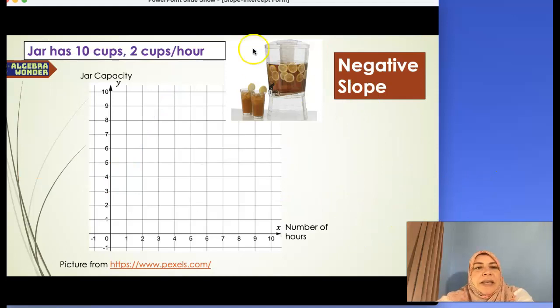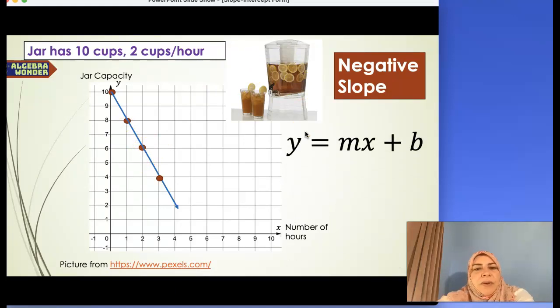Okay, let's see an example of negative slope. So this jar has 10 cups. These friends drink 2 cups per hour. The starting amount was 10 cups. And then for every hour, they're drinking 2 cups. So after 1 hour, we have 8 cups left in the jar. After 2 hours, we have 6 cups left in the jar, and so on.